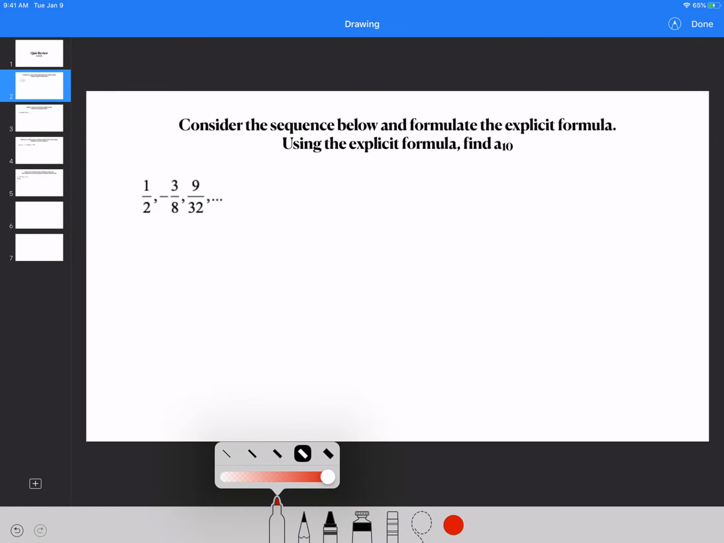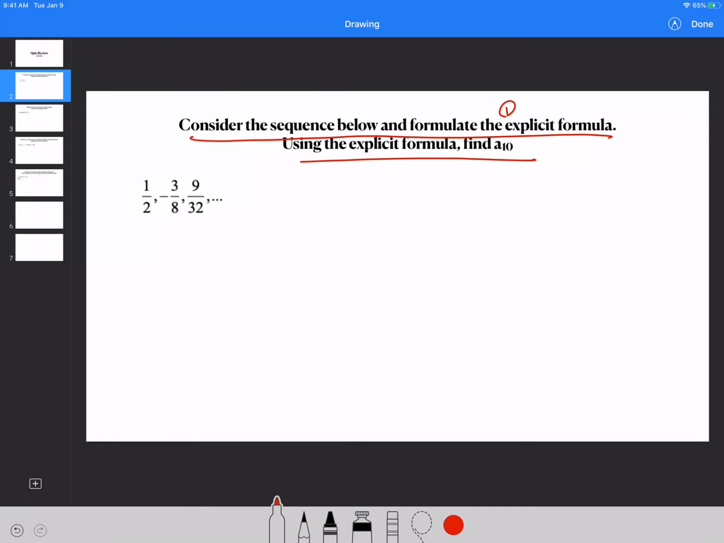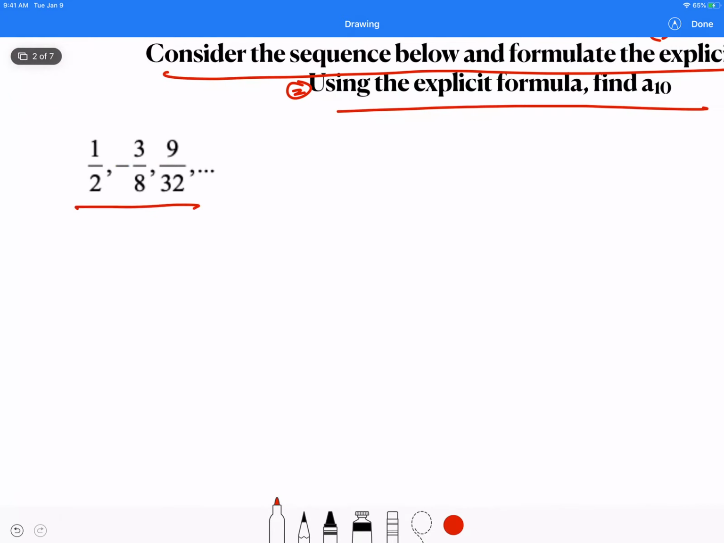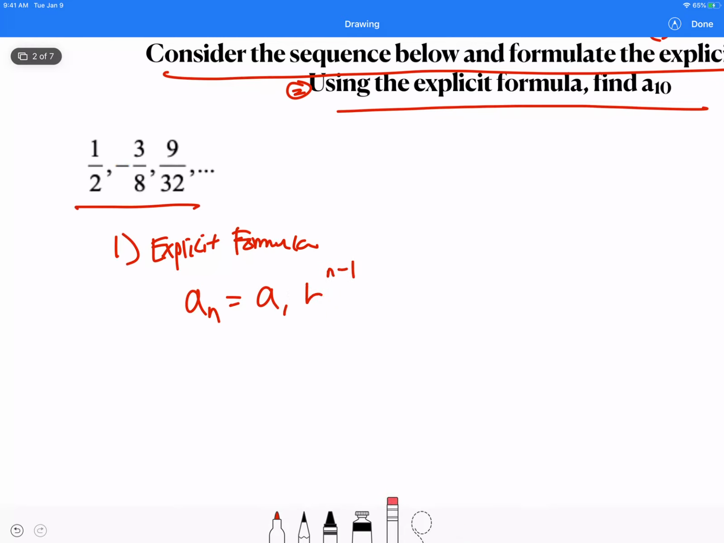It's going to say, consider the sequence below and formulate the explicit formula. So that's number 1. And number 2, it says, use the explicit formula to find the a sub 10. So first, what I want to do is, using the sequence, I want to formulate the explicit formula. And for the geometric explicit formula, please note that it's a sub n is equal to a sub 1 times r to the power of n minus 1.